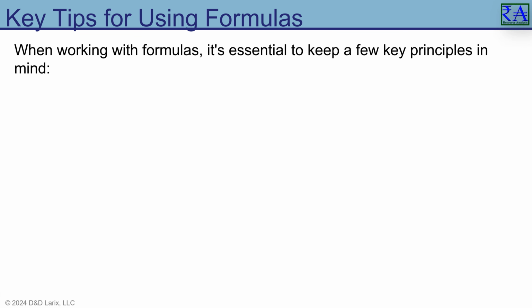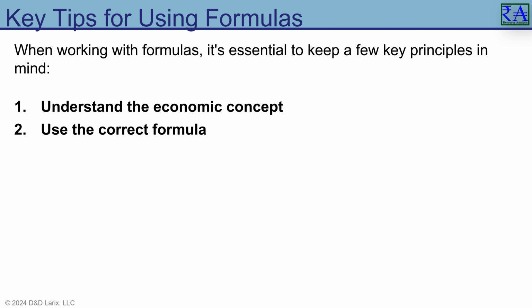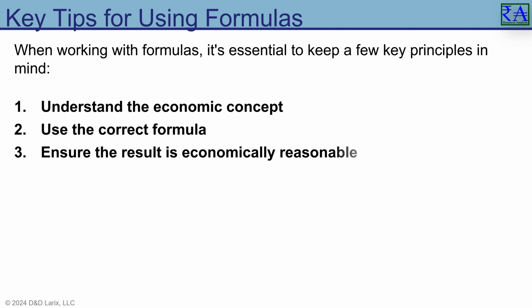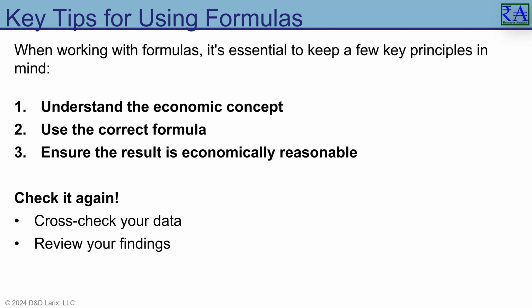When working with formulas, it is essential to keep a few key principles in mind. 1. Understand the concept. Make sure you have a clear grasp of the economic concept that the formula represents. 2. Choose the right formula, ensuring you're applying the correct formula to the specific problem you're solving. 3. Verify the result. Check that the calculated number is economically reasonable. For instance, if you calculate a firm's revenue and end up with a negative number, there's likely something in error. Always cross-check your data. Review your findings, and ensure your results are consistent with real-world perceptions.